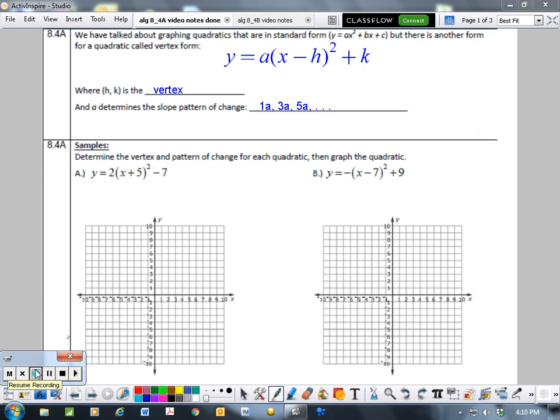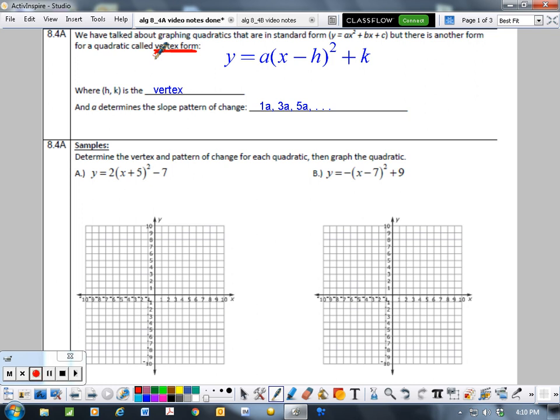Okay, last time we graphed in what we called standard form. So standard form is our regular quadratic equation, y equals ax squared plus bx plus c. But we do have a specialty form, and it's my favorite because it makes it so easy to graph. That specialty form is called vertex form, and it's called vertex form because they pretty much tell you where your vertex is.